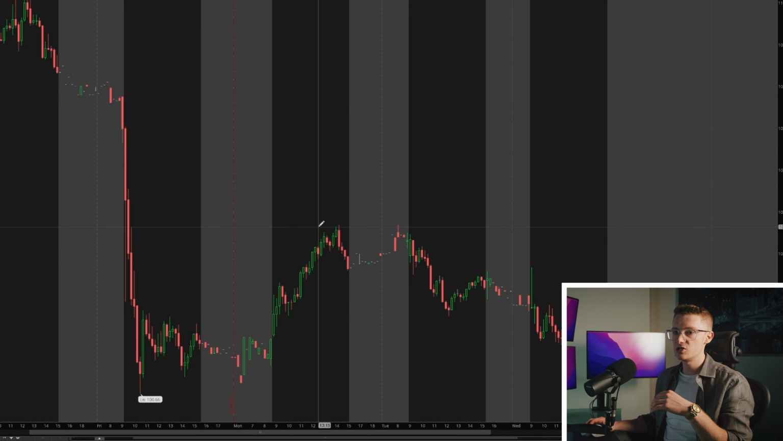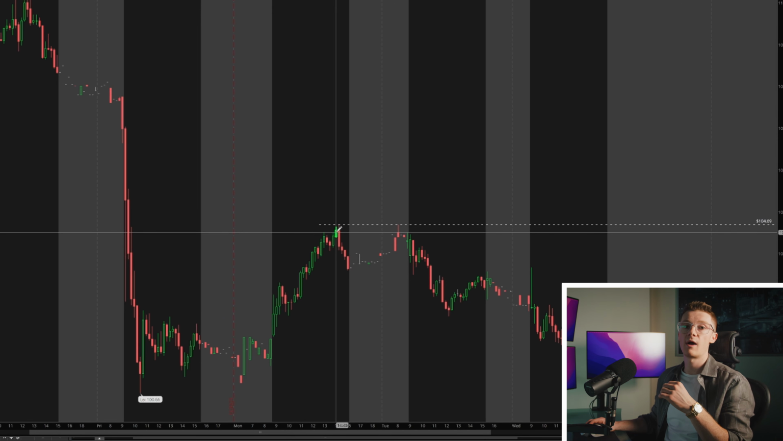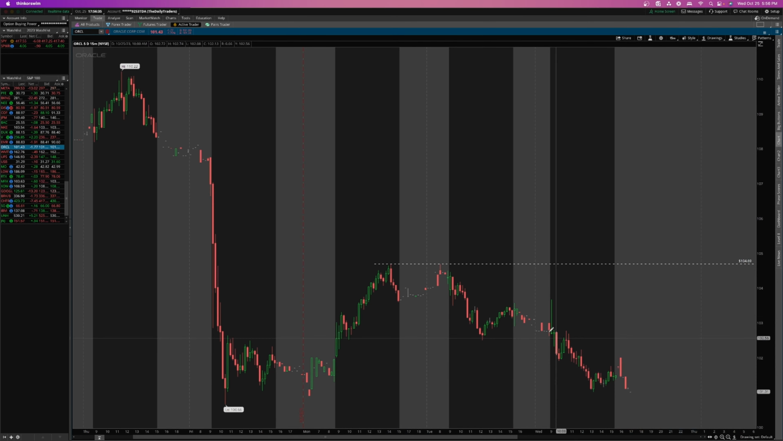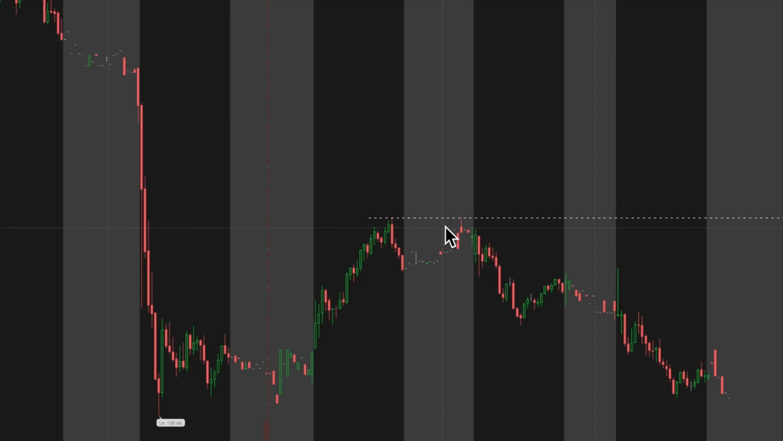Now during Monday's session, we can see we formed a daily high here at 104.69. And then during Tuesday morning's pre-market session, ORCL did try to push, but was rejected at that previous day's high, or our resistance. Then you can see price ended up pulling back off of that level and selling off further. So we've got 2 tests of that resistance level.